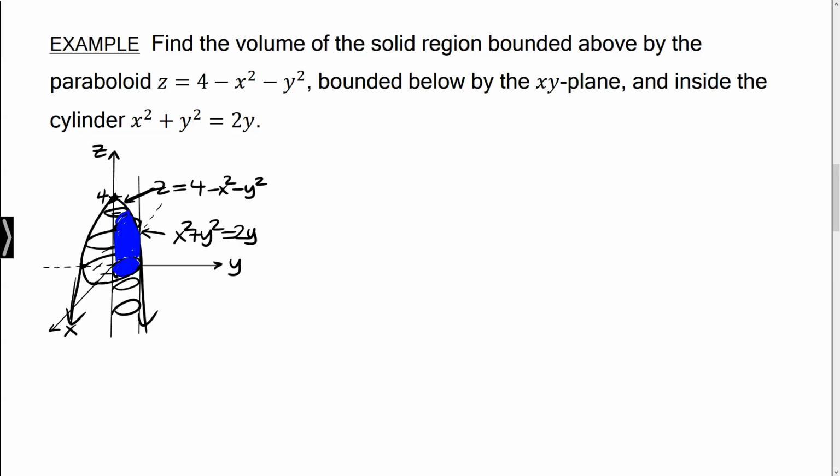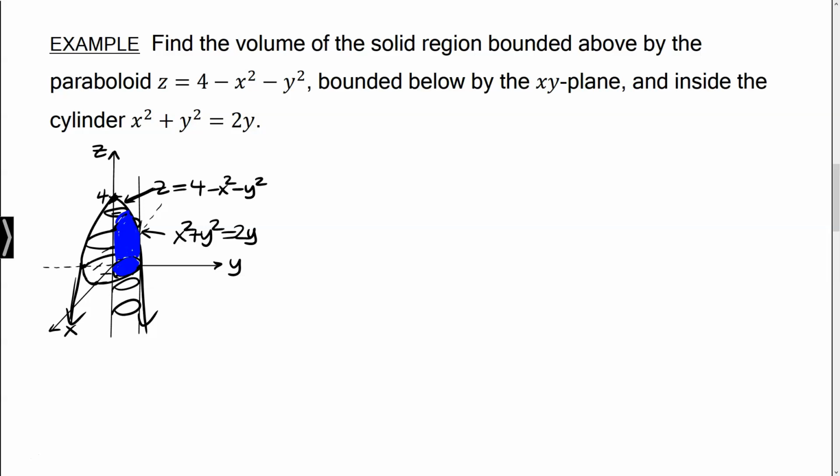Okay, so you can see this is a paraboloid that opens down. Its highest point is at 4, and it opens down. So we're looking at everything above the xy plane and below this. Now, normally this would be just a double integral we could set up easily in polar coordinates, because it would be just over the disk of radius 2 centered at the origin.